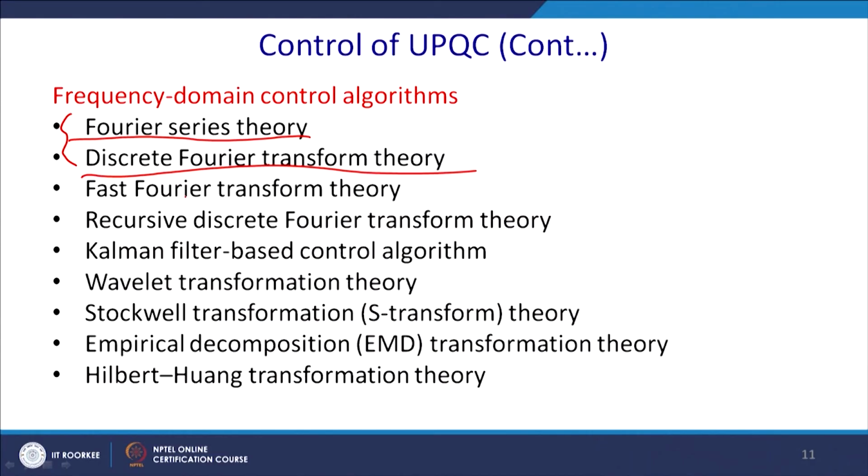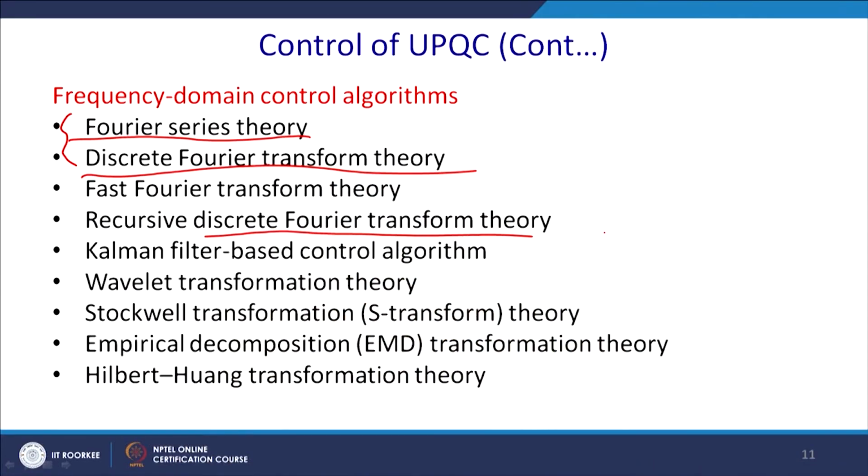And thereafter, the recursive discrete Fourier transformation. It is discrete because it is in a digital domain. You take the samples of one preset and find out its component. Generally, the recursive one has an advantage: there is a computational benefit in recursive discrete Fourier transformation, because you do not have to do the matrix inversion. So computation will be fast for the recursive one.